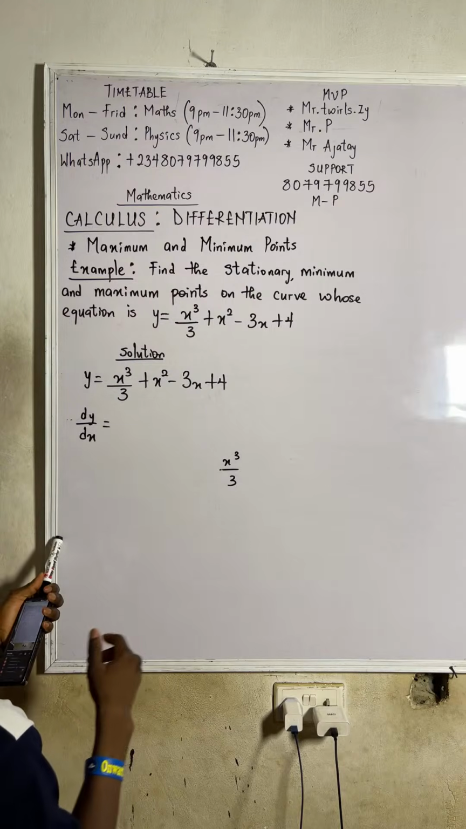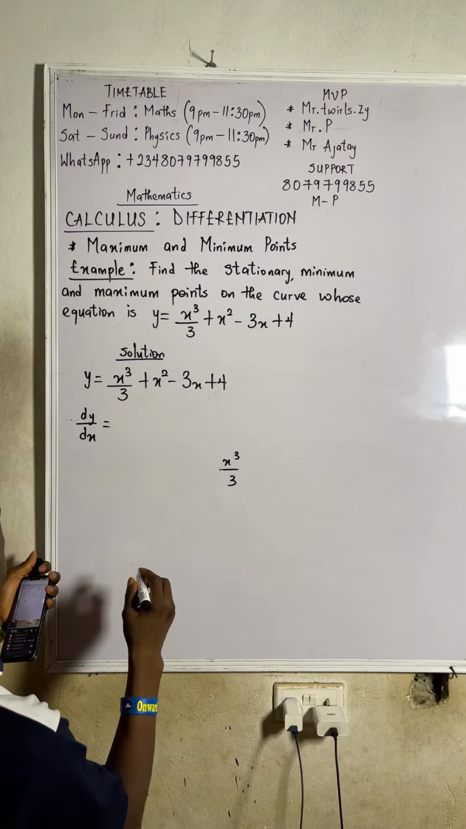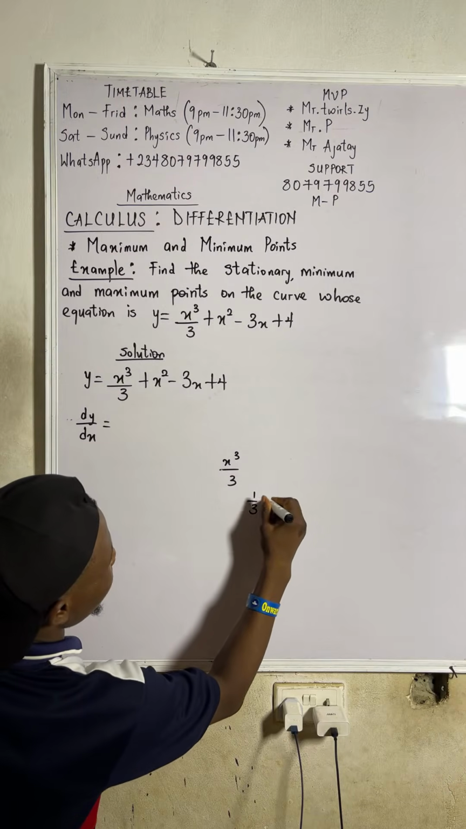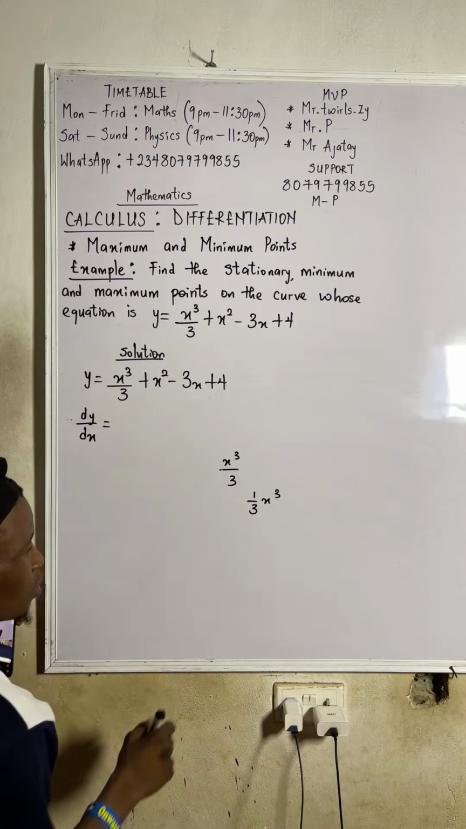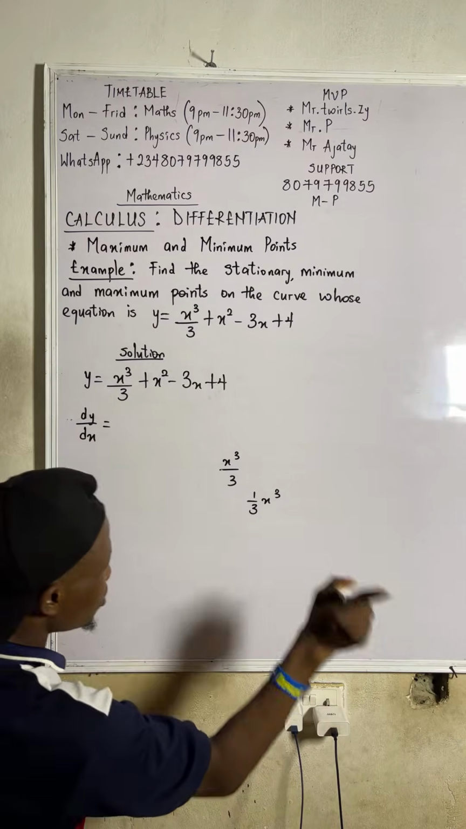Now, for those that are saying 3x, just listen. This is how you differentiate it. Look at it: this is 1 over 3x cubed. You know, x cubed over 3 is the same thing as 1 over 3x cubed. But when you want to differentiate, your x must not be in a fraction.